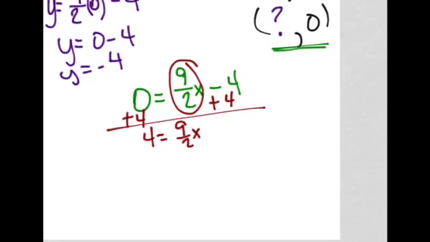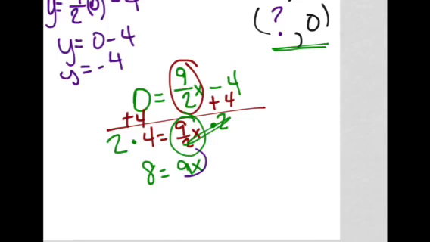So then how do I get rid of the 9 halves? Well, I look to get rid of the fraction first because that's the easiest way. So how do I get rid of a divide by 2? I multiply by 2. So I end up with 2 times 4, which is 8. These cancel, and I'm left with 9x. So then, circle it again. How do I undo a 9 times x? You divide by 9. So x equals 8 divided by 9.